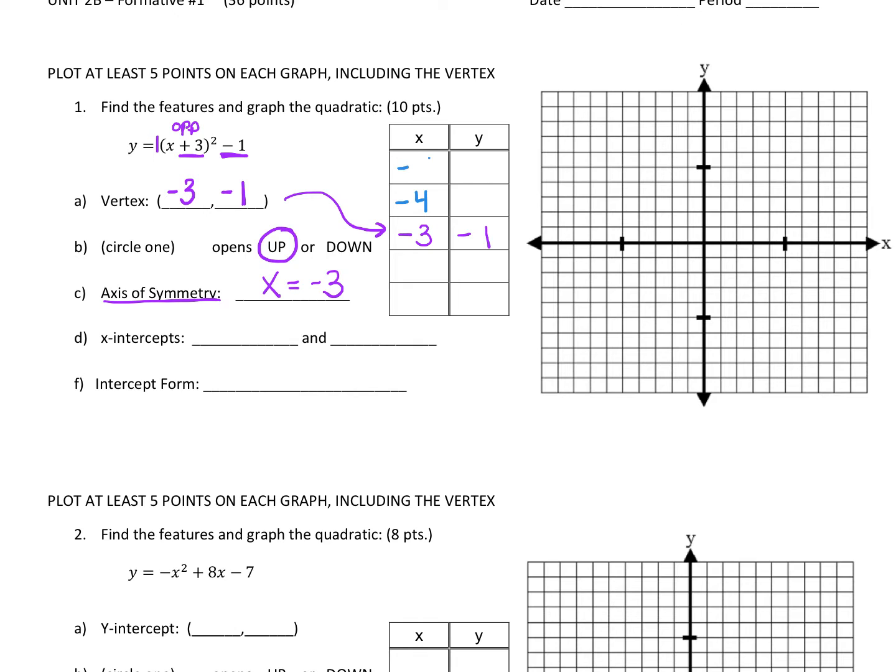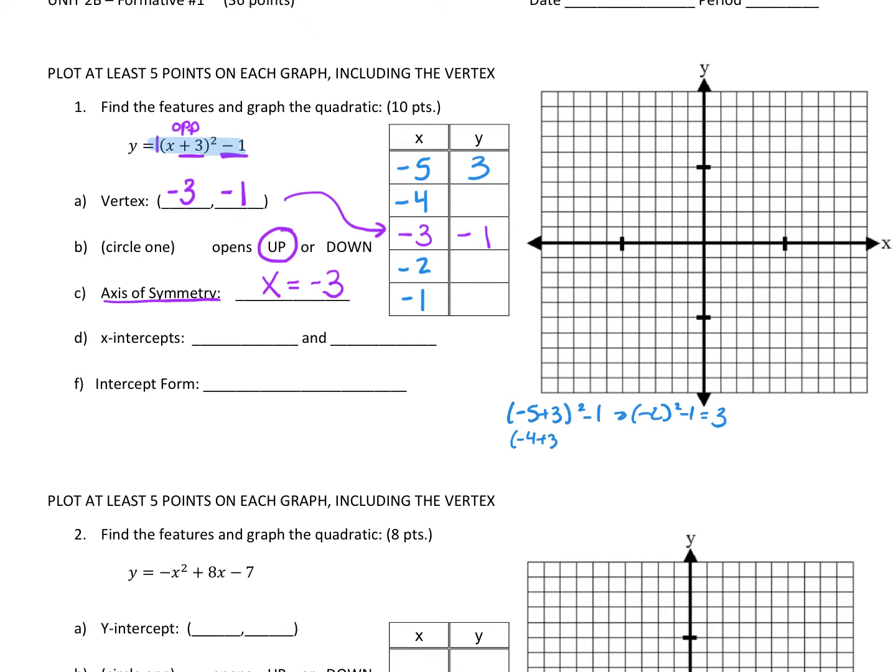So I'm going to put negative 5, negative 4, negative 2, negative 1. And I'm going to plug these numbers into this equation and solve for the y values. So I'm going to do that down here. So I'd have negative 5 plus 3 squared minus 1 would be negative 2 squared minus 1, which would be 3.